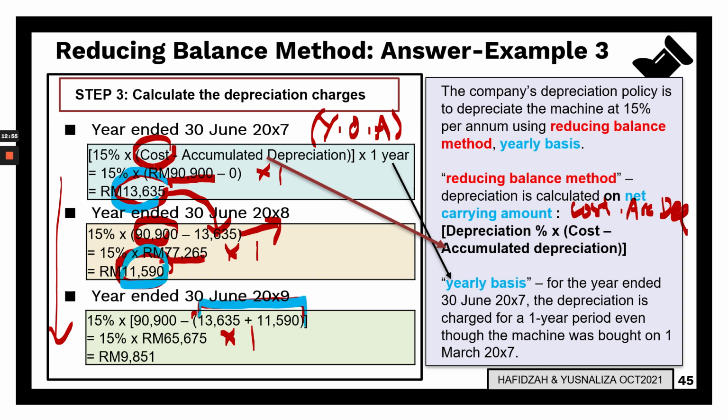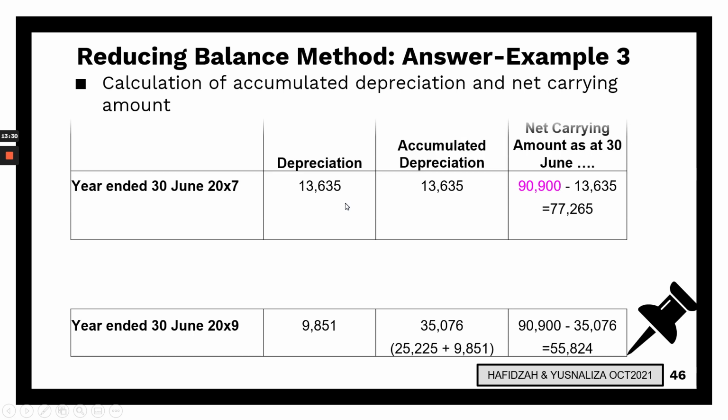Okay, so that was the accumulated depreciation for 2 years, right? So therefore that gives you 65,675, and this is the carrying amount. For the calculation of depreciation, net carrying amount is 65,675. So it is 9,851. So depreciation is still charged for 1 year period, even though bought on 1st of March, because of yearly basis.